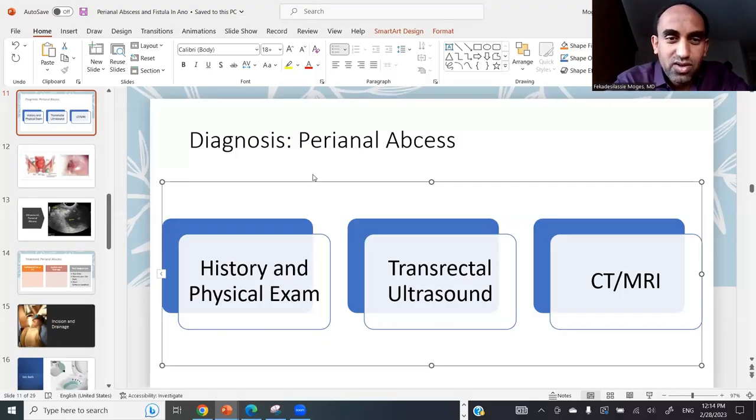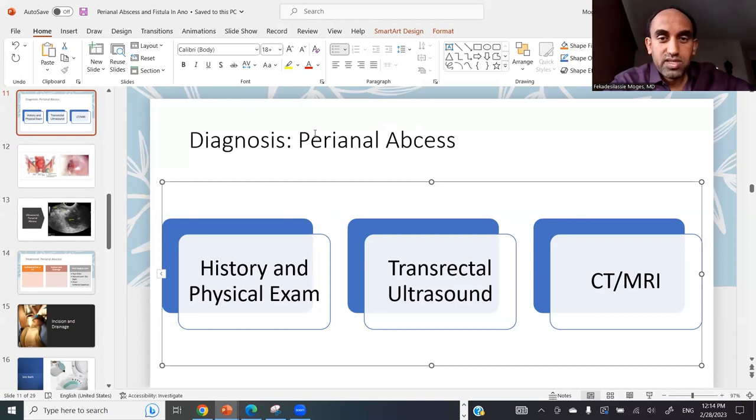Welcome back again. This is going to be a discussion about perianal abscesses, and perianal abscesses are one of the very common perianal conditions we deal with. We see it quite often in emergency departments. So everyone needs to understand these conditions.